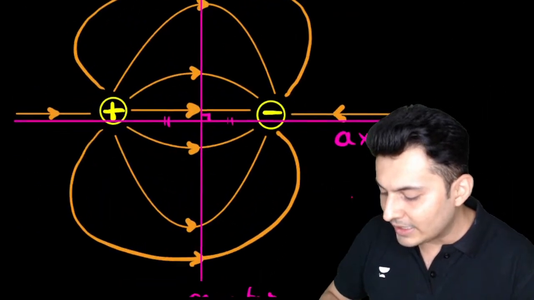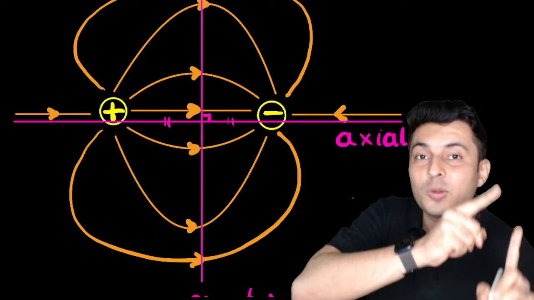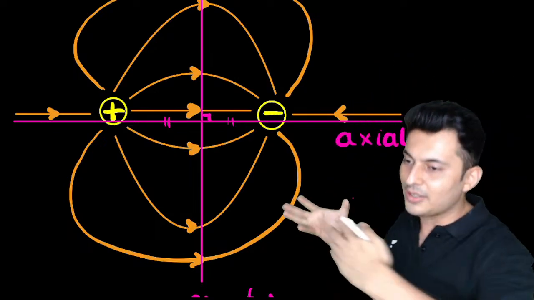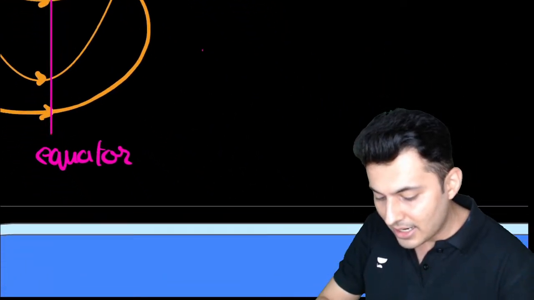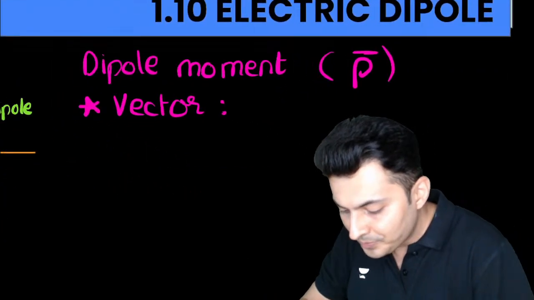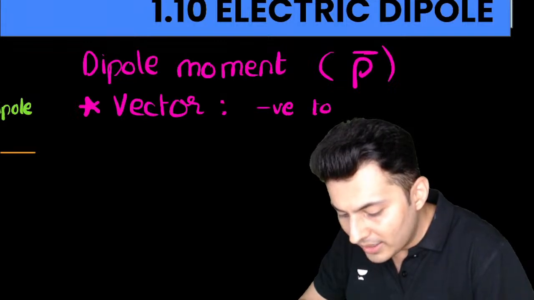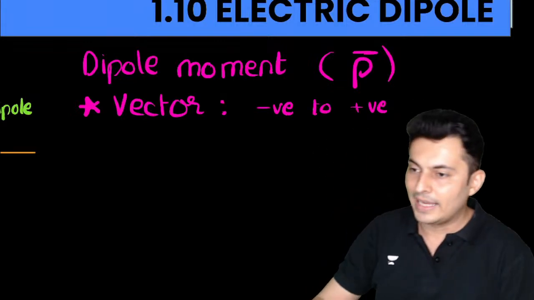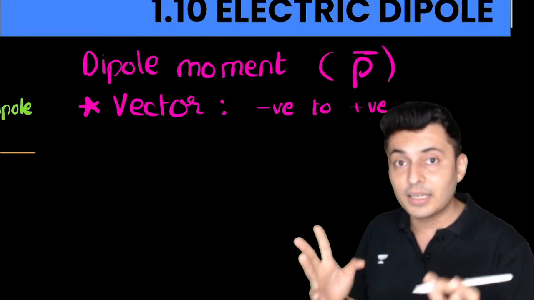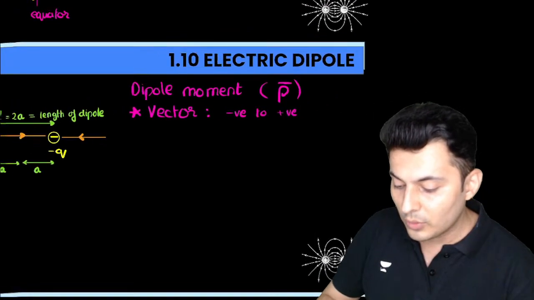Everybody will be like, sir, electric field lines go from plus to minus. Electric field lines go from plus to minus, so the dipole moment goes from minus to plus. Understand this very clearly. This vector's direction is always from the negative polarity towards the positive polarity, minus to plus. Many students get confused and get exactly the negative answer, so be careful about this.